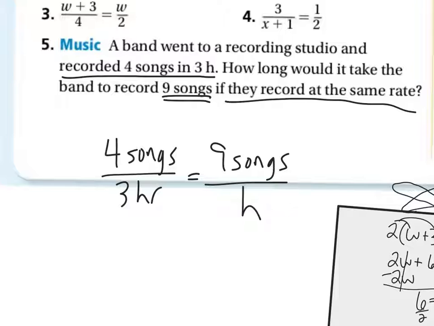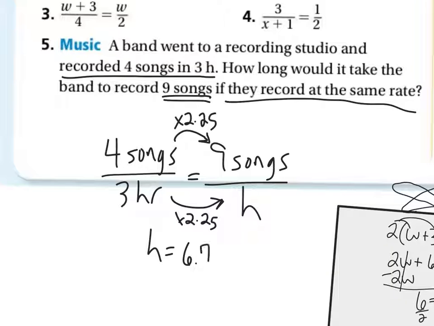So if you wanted to for this, we could try to find a pattern. So we could go from 4 to 9. 9 divided by 4 is 2.25. So this is going towards the variable multiplying by 2.25. And then if you multiply that, you get 6.75 hours.